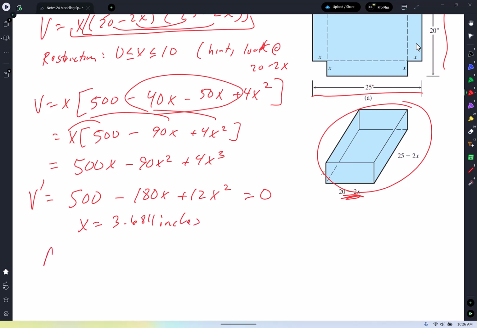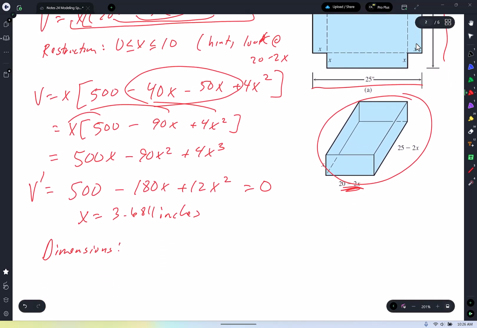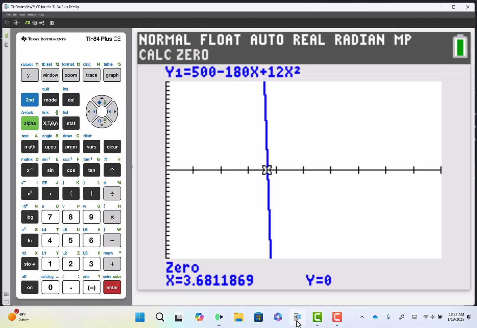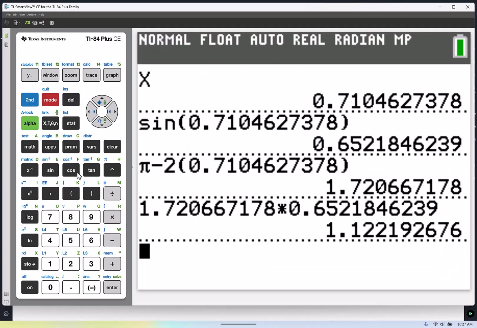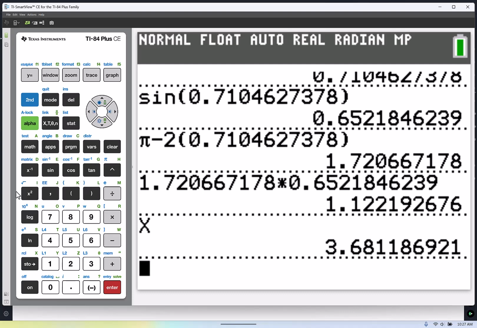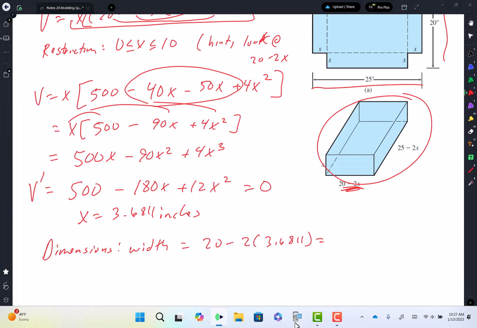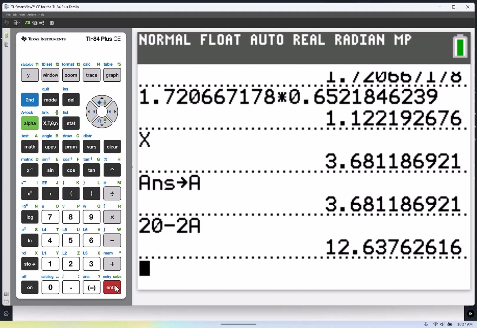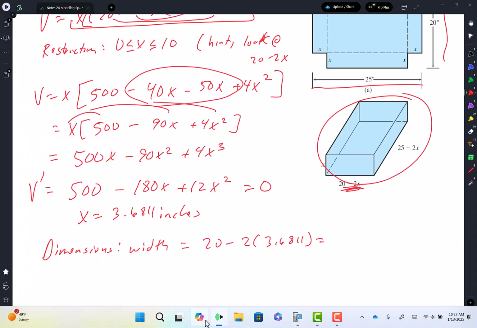So what are the dimensions? Dimensions, colon. Let's see, the width. I'm going to say that the width is equal to 20 minus 2 times 3.6811. And I'm going to see what that is. So I'm going to go second quit. I'm going to put this into a letter, guys. Store that into alpha A. That way I can just use A. So 20 minus 2A. And I get 12.6376.